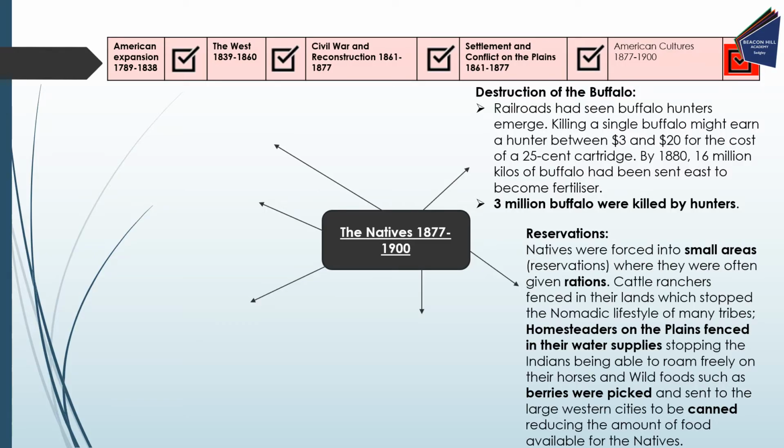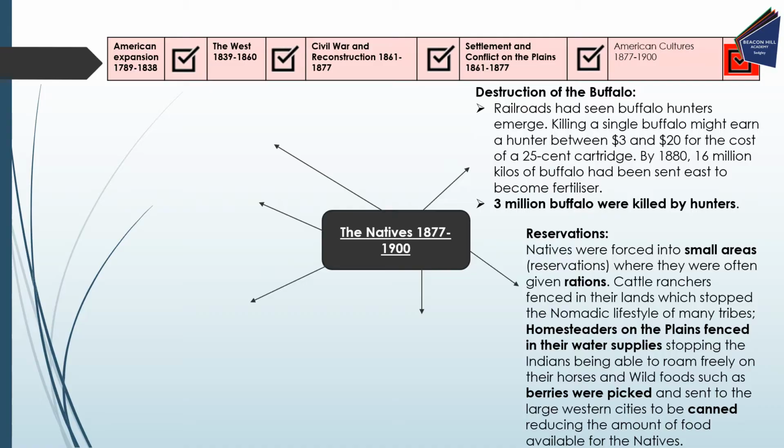We also referenced reservations in the previous theme, but just a reminder that these were small areas that are fenced in essentially, and the native tribes are given rations to live on. So cattle ranchers fenced in their lands, which stopped the nomadic lifestyle of many of the tribes. Homesteaders were also fencing in their water supplies, which stops the Indians being able to roam freely on their horses. And wild foods such as berries were being picked and sent to large western cities to be canned, reducing the amount of food available for the natives. So lots of these factors are making life very difficult. A lack of water, a lack of land, a lack of berries, all of these are impacting the lives of the Native Americans.